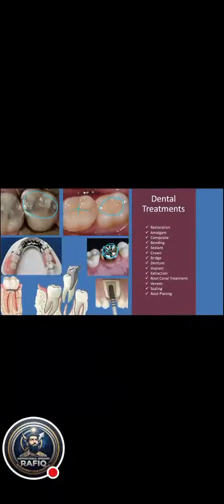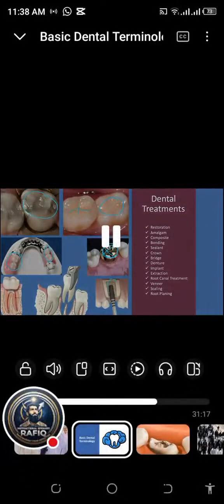Another way to replace a missing tooth or teeth is with a denture. So this is something that's taken in and out by the patient and can be a partial denture like this one to replace some missing teeth, or it can be a complete denture if all of the teeth of that arch are missing. An implant is another option.